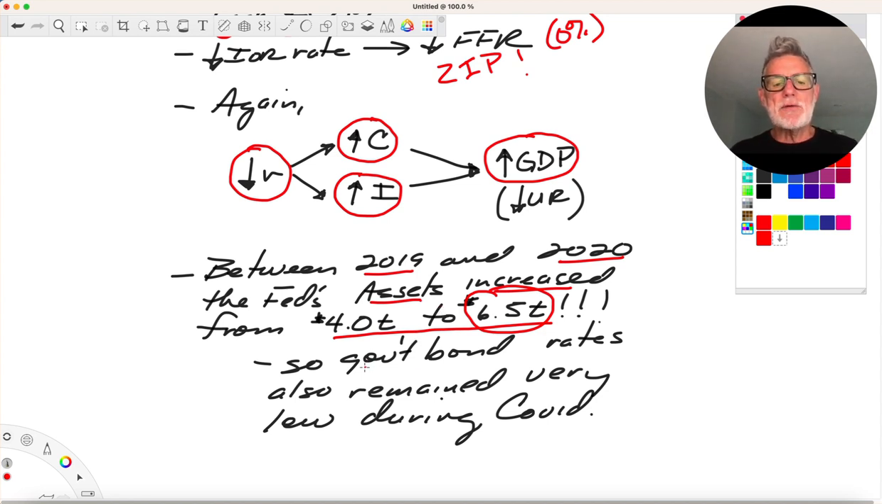So government bond rates are very, very low. They're actually at historical lows during COVID, and they remained at historical lows during COVID. And short-term interest rates, a la the federal funds rate, the prime rate, and credit card money, those interest rates are all very low as well to try to stimulate the economy during COVID.